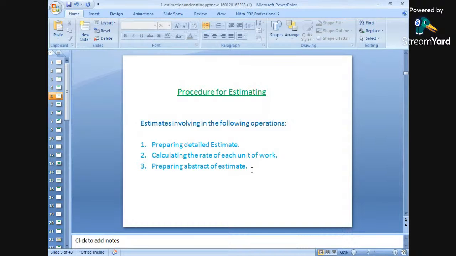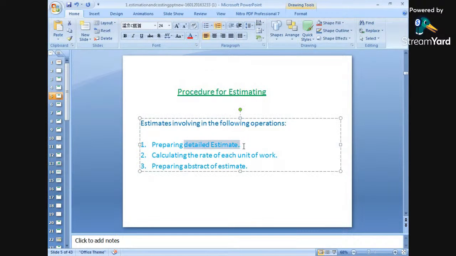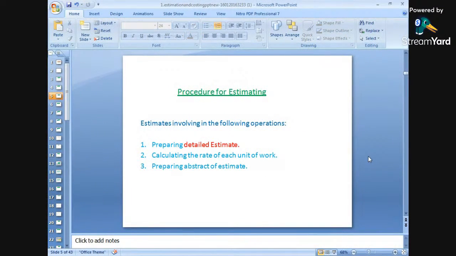Number one is preparing a detailed estimate. Number two is calculating the rates of each unit of work, and number three is preparing an abstract of an estimate. Okay. So the detailed estimate will be in the next slides. We will see what a detailed estimate is, which things are to be covered in a detailed estimate, why it is necessary, and what the purpose of a detailed estimate is. In the next slides we will study in short the detailed procedure to calculate the cost of any structure. That means in a detailed way we will find out by different methods the cost of a particular structure. Okay, the detailed estimate.